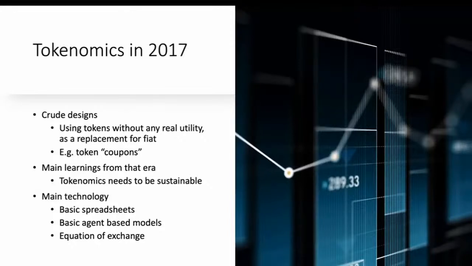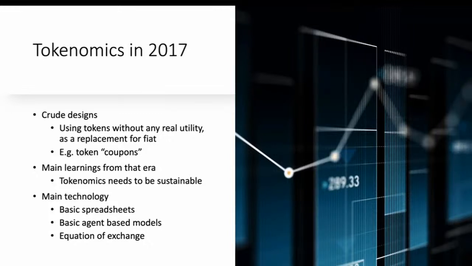Back then, tokenomics was a bit crude, for lack of a better word. So there were many tokens without any real utility as a replacement for fiat. So tokens were like coupons. And obviously, many of those models just died. And one of the main learnings from that era, which obviously carries on to this era, is that tokenomics need to be sustainable, right? So any design needs to be sustainable.